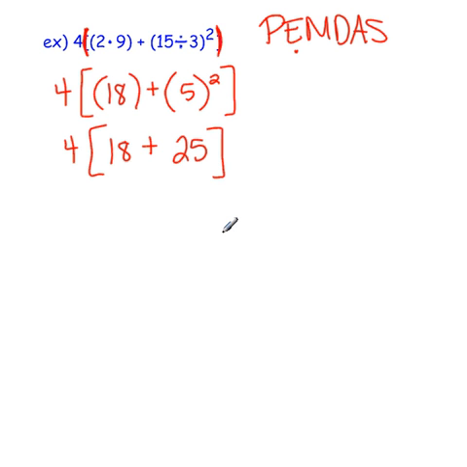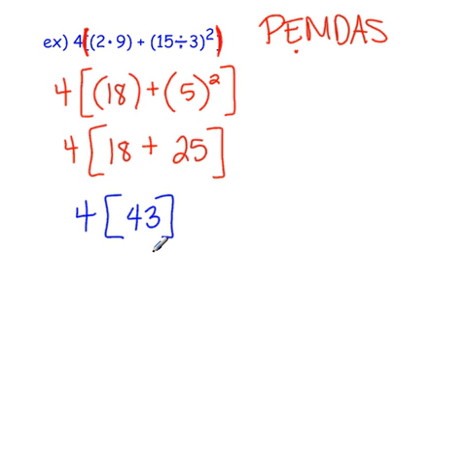And so do we have any more multiplication or division in there? No. Addition and subtraction? Well, we do have addition. So let's go here. 18 plus 25. It's going to bring me to 43, and that 4 is still on the outside. Now this looks a little different. We have a number 4 and right up against some brackets.